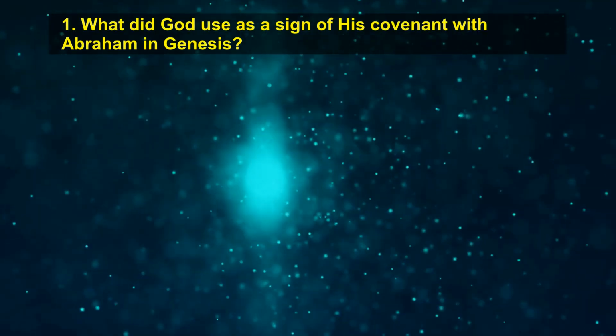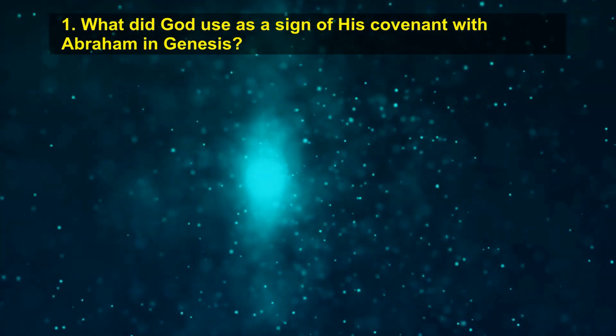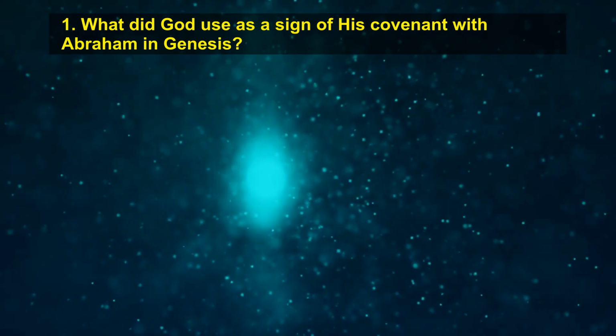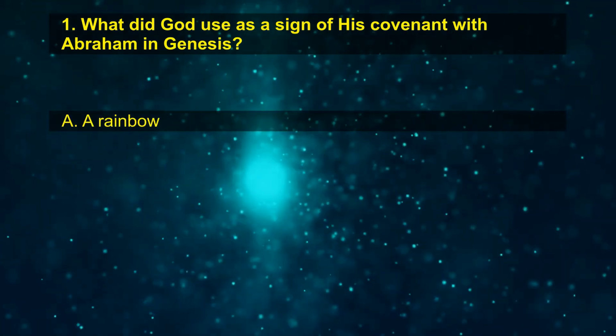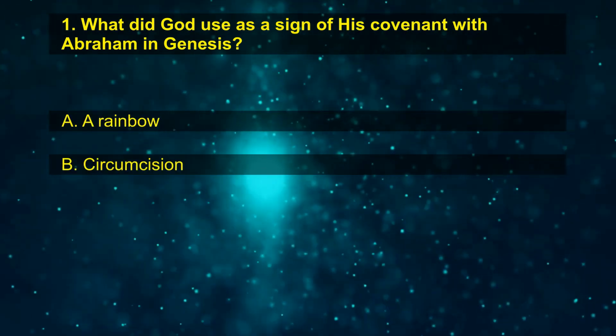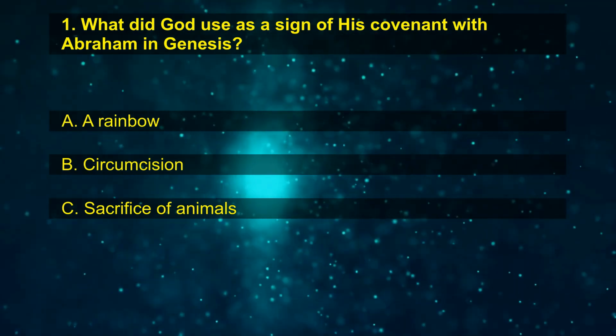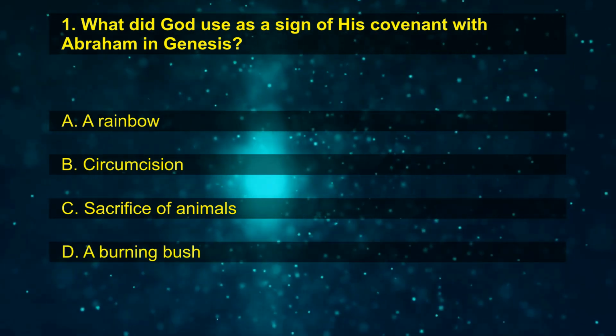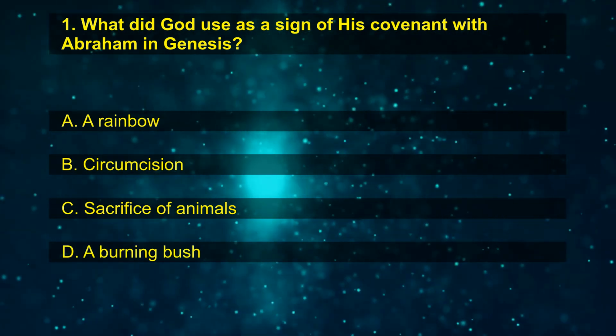1. What did God use as a sign of his covenant with Abraham in Genesis? A. A rainbow. B. Circumcision. C. Sacrifice of animals. D. A burning bush.